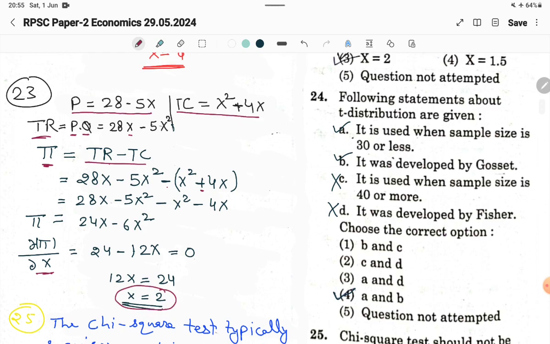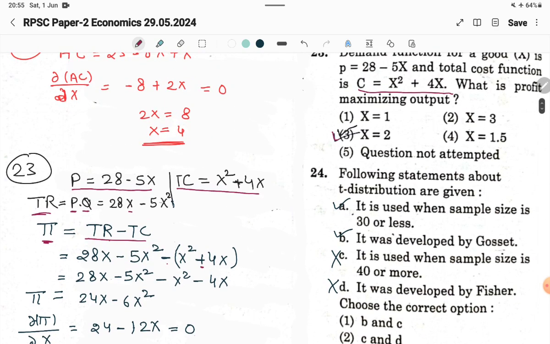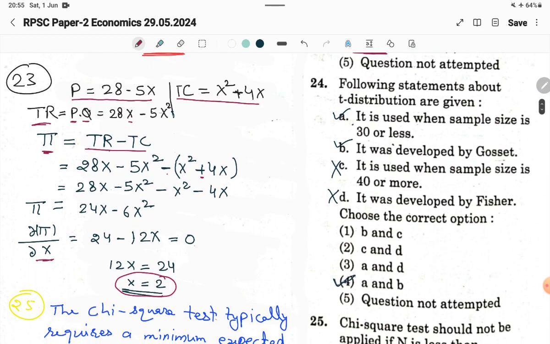So answer will be the 2 here. Profit maximizing output is 2. So next question is the 24th question.